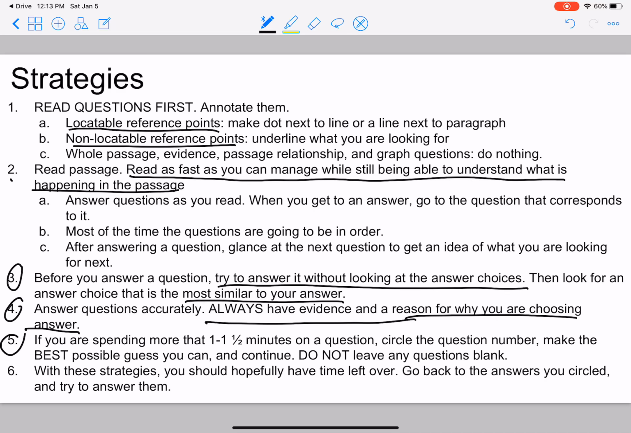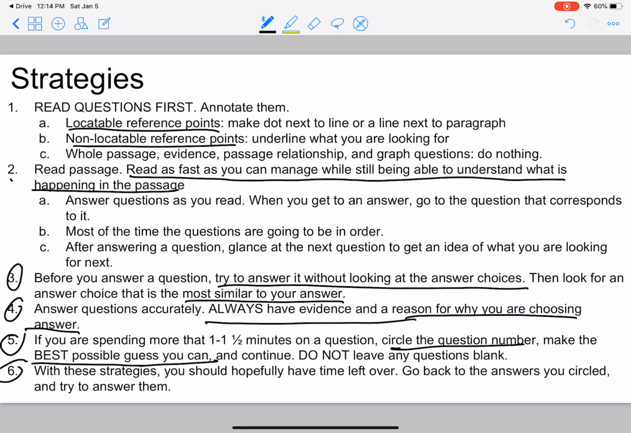Number 5, if you're spending more than 1 or 1.5 minutes on a question, circle the question number, make the best possible guess you can, and that includes trying to use evidence, and continue. You do not leave any questions blank. You cannot. If you leave a question blank, there's 0 chance that you're going to get it right. But if you put something, there's a 25% chance that you'll get it right.